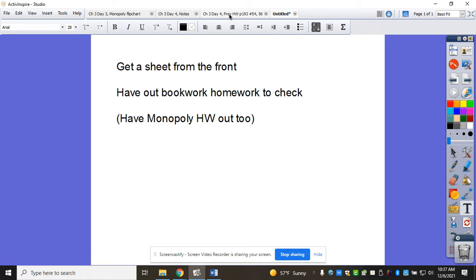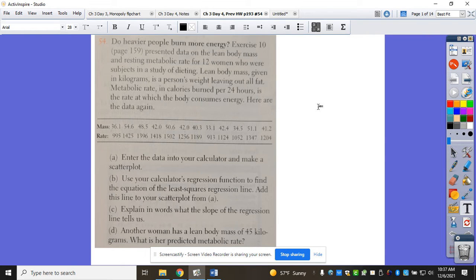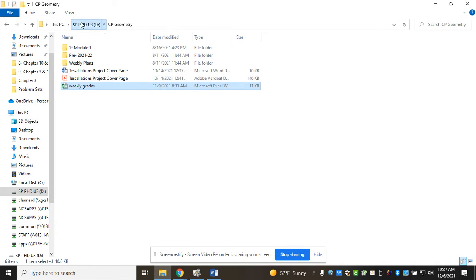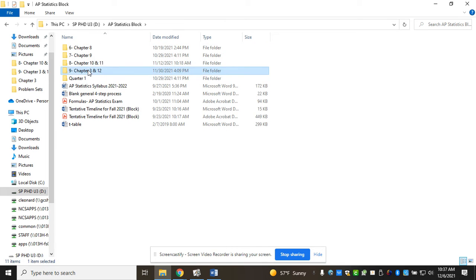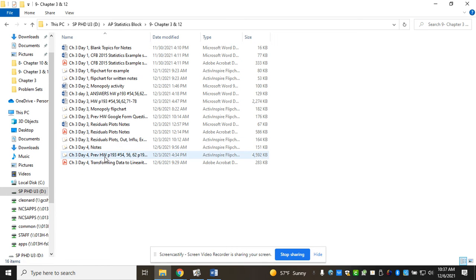So starting with the bookwork. Now 54 was you're supposed to draw a scatter plot. Like 54 and 56, we're talking about the same problem. See if I can find. I think I had an answer to this.